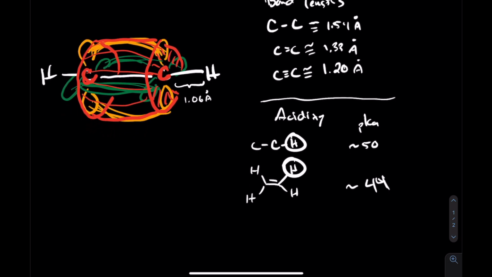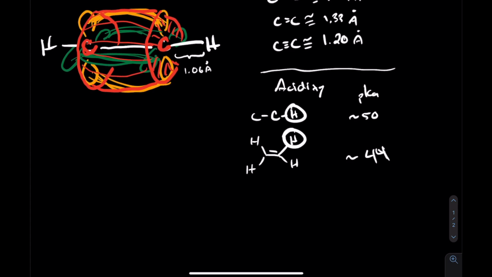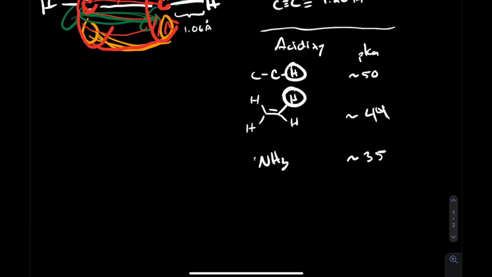A good benchmark is ammonia, NH3. Ammonia we associate as a base because it's got this lone pair, but it has protons, and those protons can be popped off with a pKa of about 35, which means you need a pretty strong base, basically a metal that will abstract protons pretty easily in order to get that off. Now, alkynes are actually below that. They are, in contrast, pretty acidic.